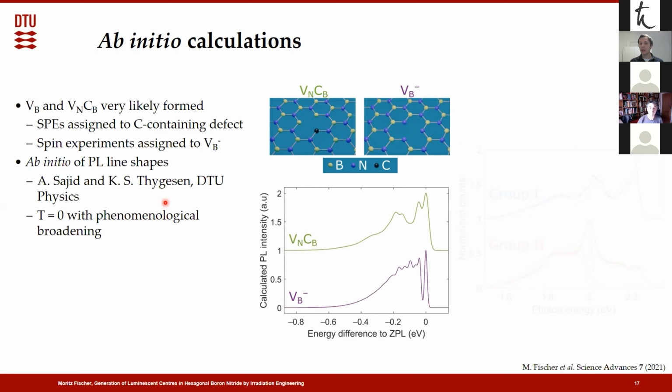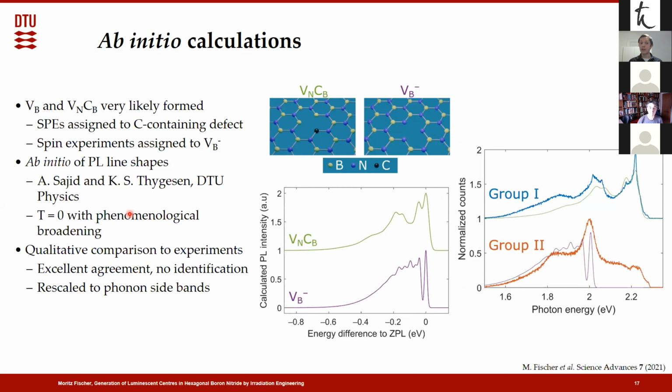And this is what they get theoretically. So for the VNCB, they get a 0 phonon line associated with phonon side bands, while for the VB minus, they get a rather broad photoluminescence spectrum. And also I want to mention that these are ab initio calculations, so they don't have any fit parameters except a phenomenological broadening to mimic the temperature.